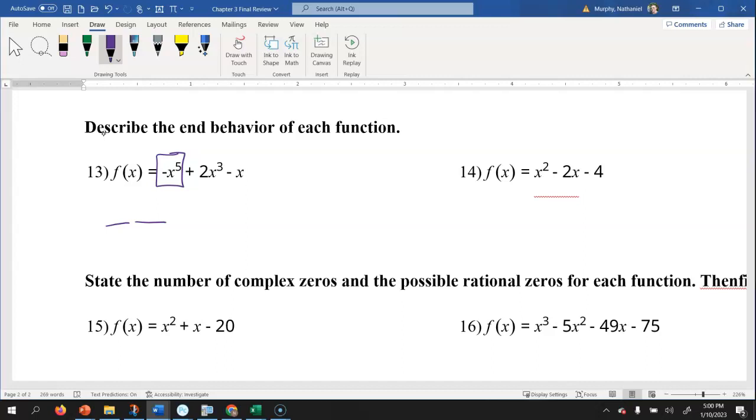How do we know what to do here on the right side? Look to see if it's positive or negative. If it's negative, the right side of the graph is going to go down. Then remember, if it was positive, the right side would go up. And then to find out what happens on the left side of the graph, we look at the exponent. If the exponent is odd, we go in the opposite direction. If it's even, we go in the same direction.